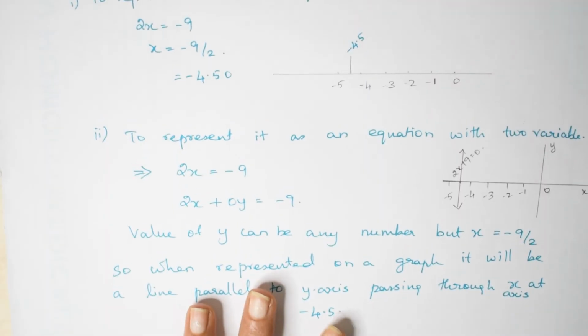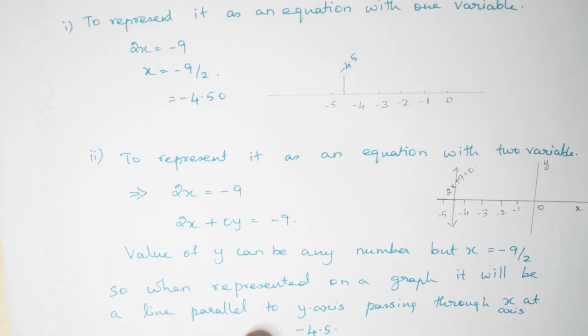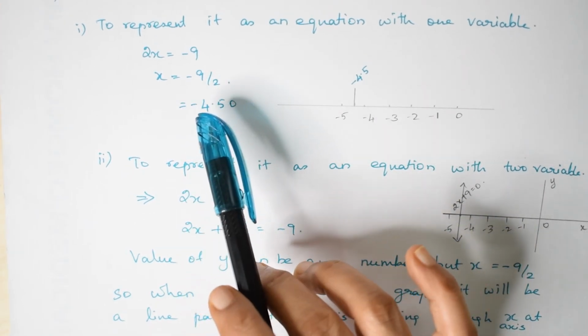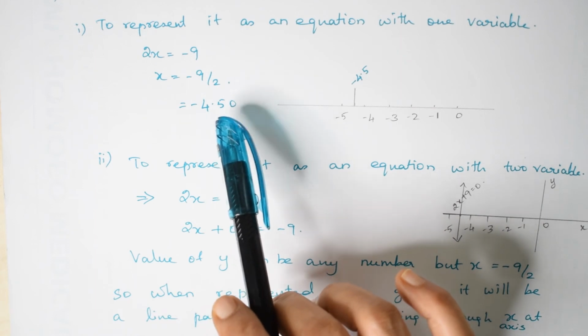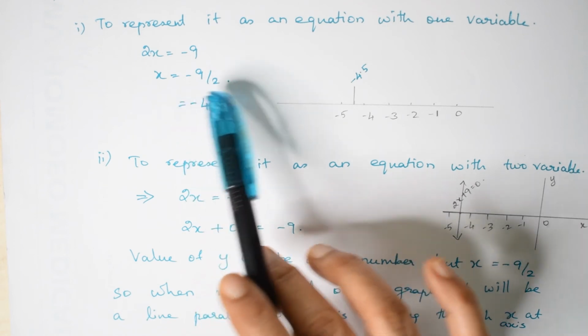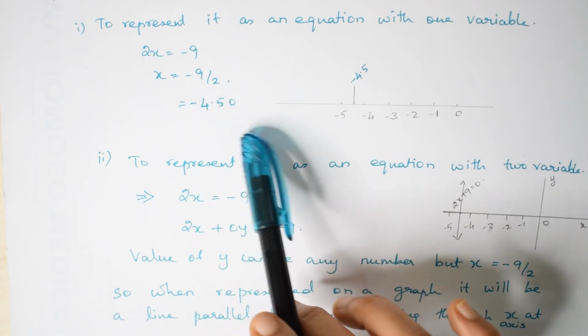The second equation is 2x + 9 = 0, and now I am bringing the 9 to the right hand side. I want an equation with one variable, right? So always it will be on a number line, and I find the value of x as minus 9 by 2, which is equal to minus 4.5.